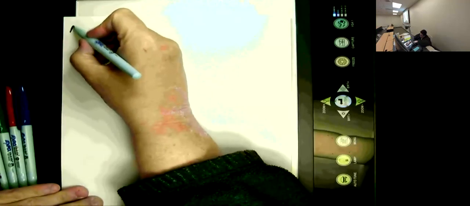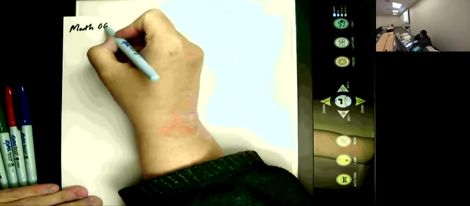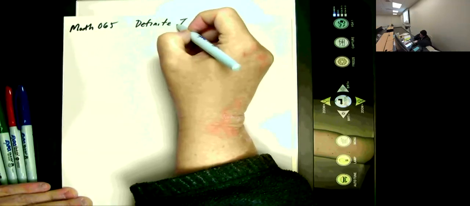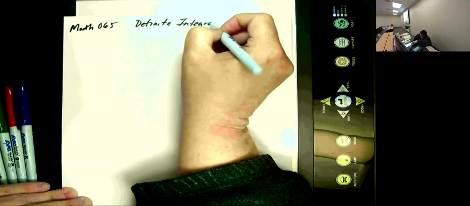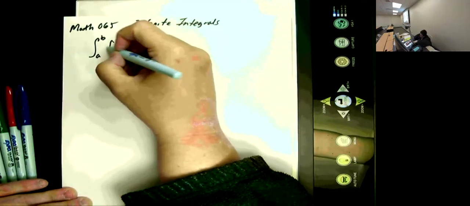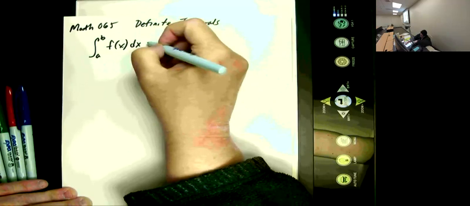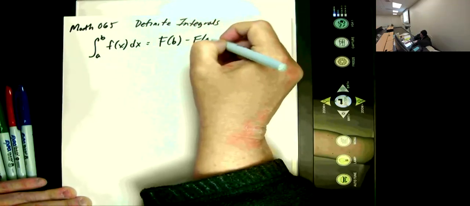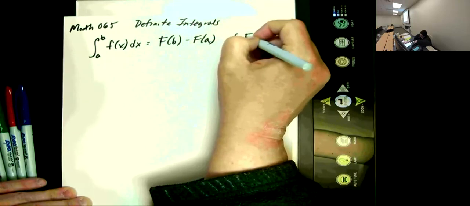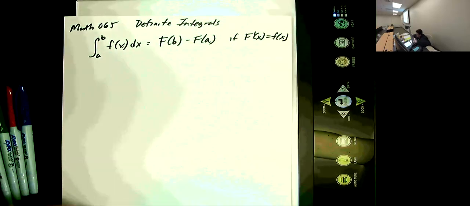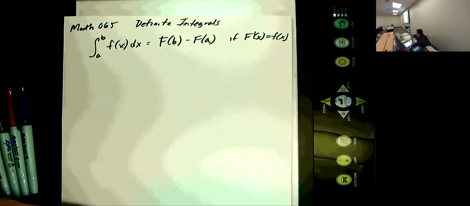Where we were at last time, we were doing definite integrals. And we saw that the integral from a to b of f of x dx equals F of b minus F of a, if F prime of x equals f of x, like if big F is the antiderivative of little f.